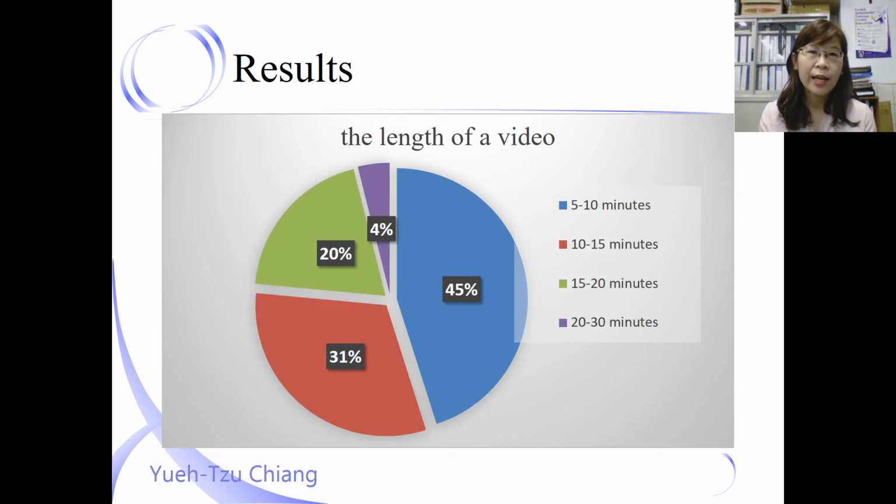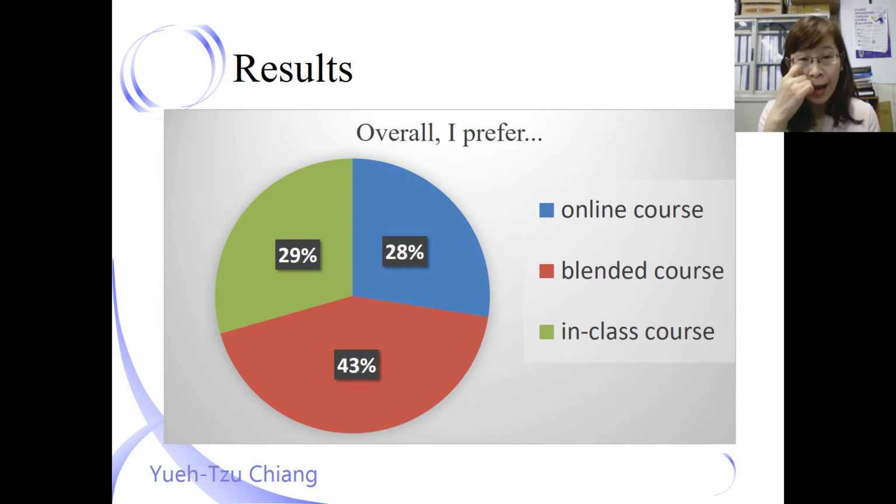All right. Okay, and also I asked them about the length of a video, which one they prefer. As you could see, 76% of students think that the length of a video should be from 5 minutes to 15 minutes, right? So not too long, but not too short. All right, and I asked them overall what kind of course they prefer. As you could see, 43% of students preferred a blended course. All right.